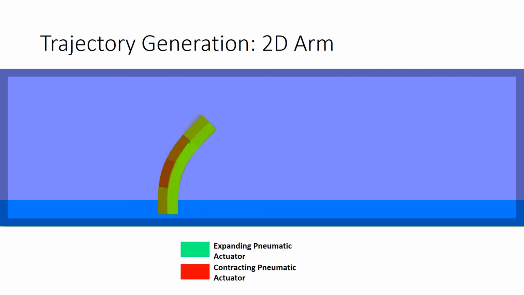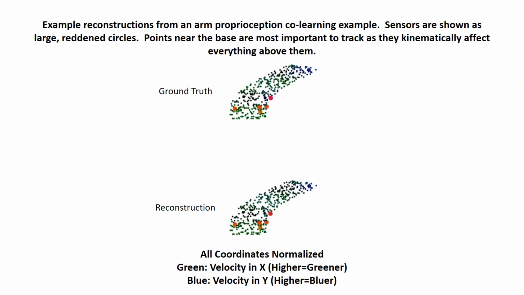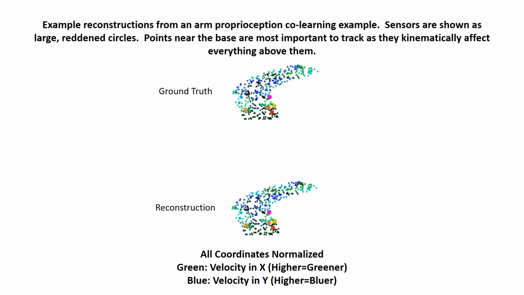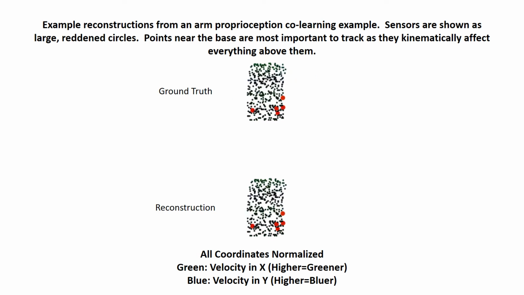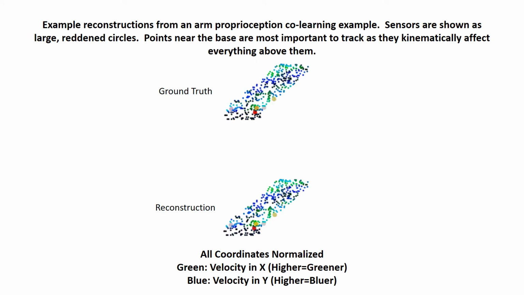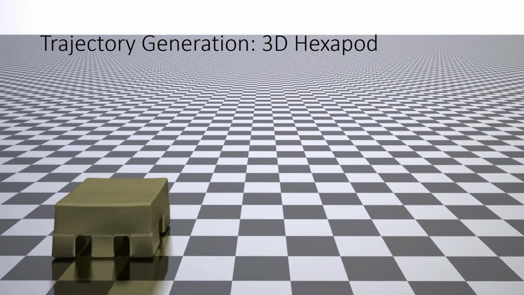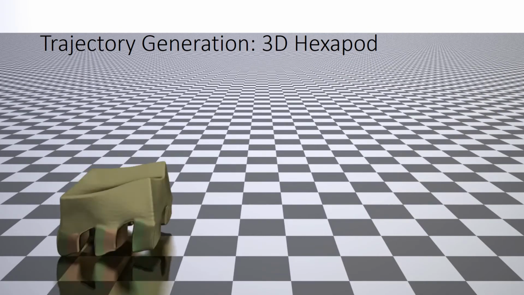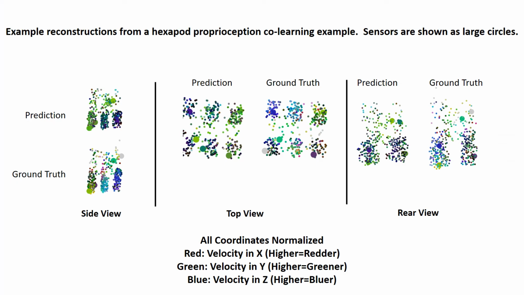This is a fixed base dynamic 2D arm. Sensors for the arm tend to appear closer to the fixed base at the bottom, which has a kinematic and dynamic impact on everything above it. Our method also works in 3D, including on this 3D hexapod. Here are some results.